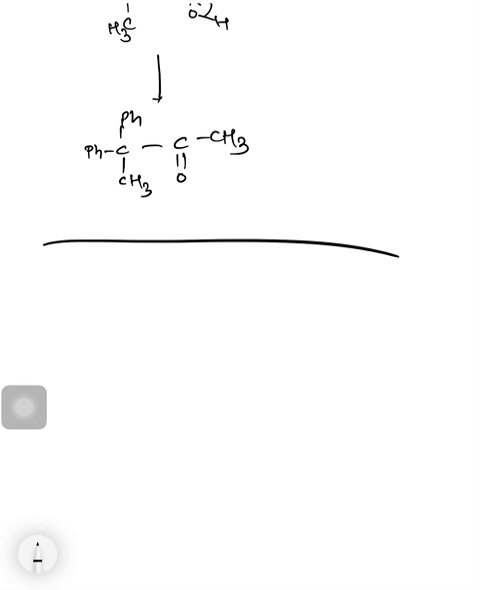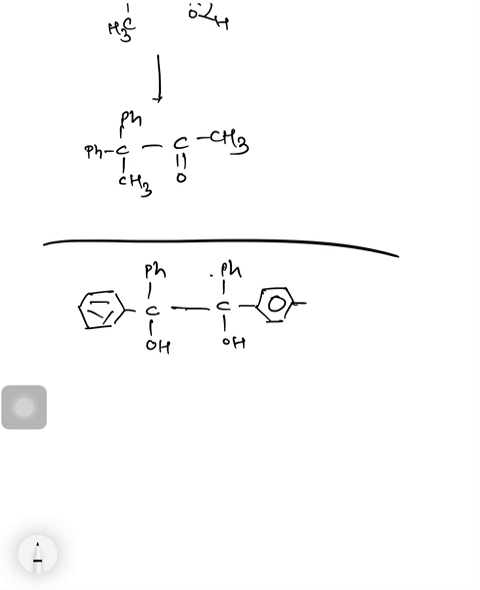Suppose I have the following structure. Now where will the attack take place? C OH, C OH. This is our 1,2 diol. Now here there is one phenyl group. This carbon also has one phenyl group. Now let us discuss different groups at both the carbon atoms. Suppose on this phenyl ring there is a NO2 group, which is an electron withdrawing group, while on this carbon there is an OCH3 group, which is an electron releasing group.